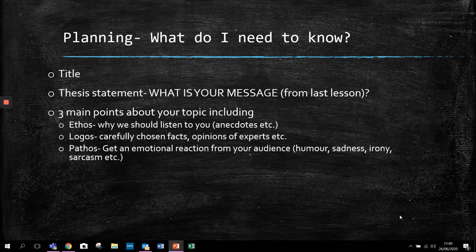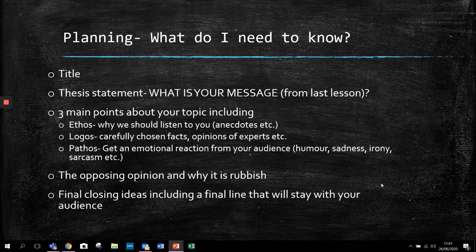But it's useful to pepper them in, to really think about where you're using them, because this is where the structure comes in. And then a point about the opposing opinion and why it's rubbish. Okay. Think back to that very first lesson when we had those sentences on the board, where we were talking about a commonly expressed opinion, and then you proceeded to say, yeah, but that's rubbish because I know more than they do. And then a final closing idea, including a final line that will stay with your audience, something that's punchy, that really makes them think.